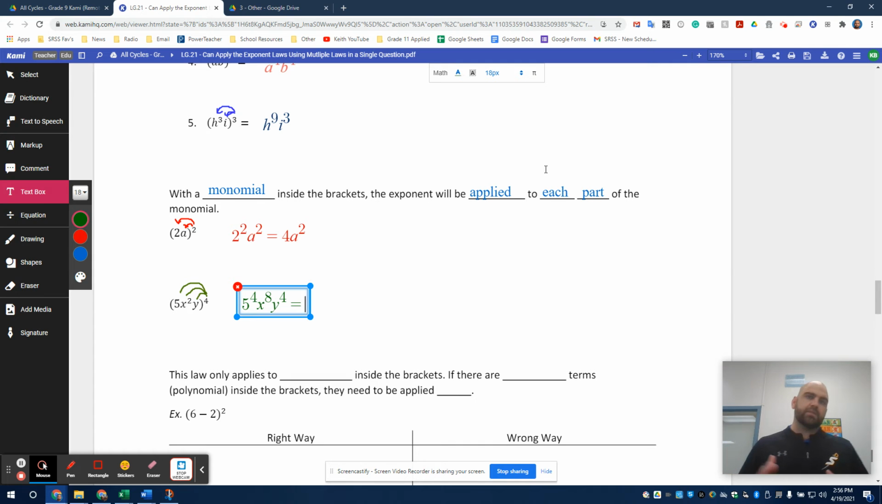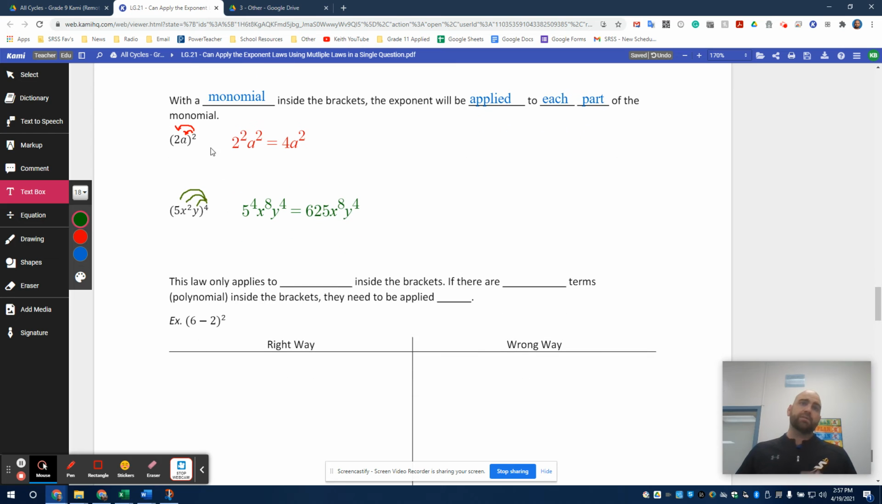Now, this is exactly what we do. It's applied to each piece, but we can also find what 5 to the power of 4 is. Okay, and it is 625, and then we have our variables afterwards. So we can do that as well. You can use a calculator for that. It's 5 times 5 times 5 times 5. Okay, 5 times 5 is 25, times another 5 is 125, times another 5 is 625. So that's how this law applies to our values.